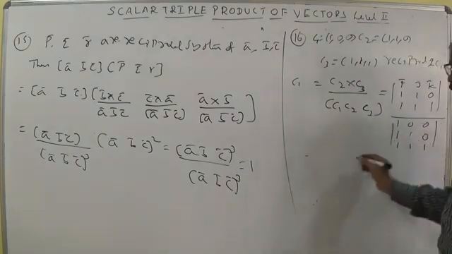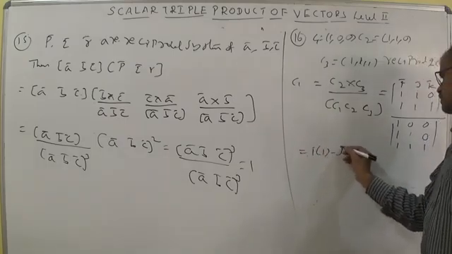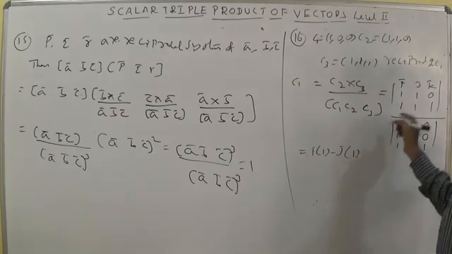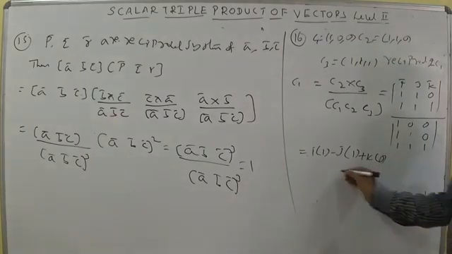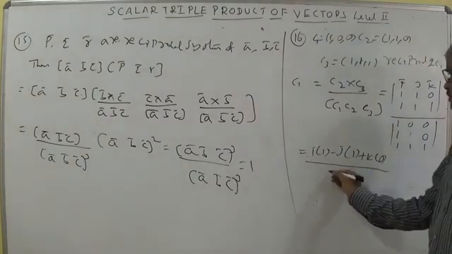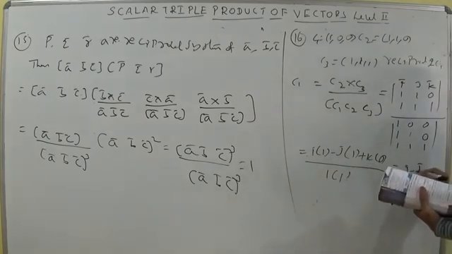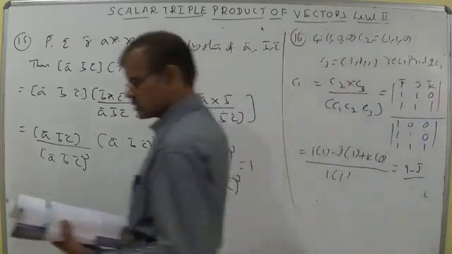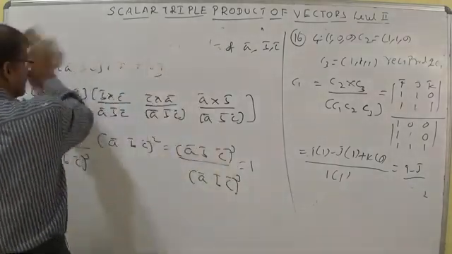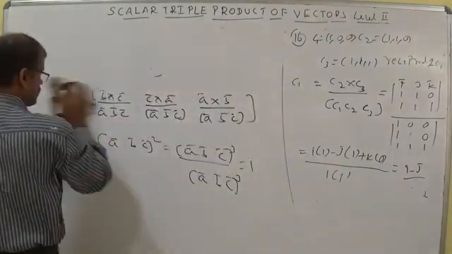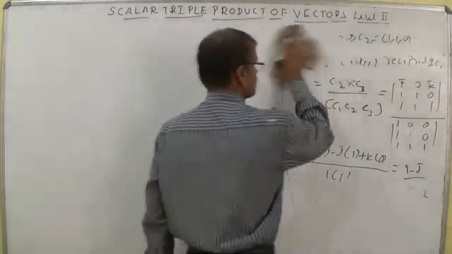Calculate now: I into 1, that is equal to i into 1 minus j into 1 plus k into 0. No need to write. By 1 into 1, simply it is 1. So the value we got here is i minus j, the second option. Now let us discuss the 17th question, the last question of cross product and scalar triple product of vectors, level 2. 17th question.